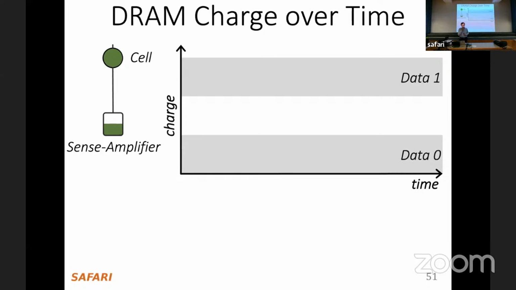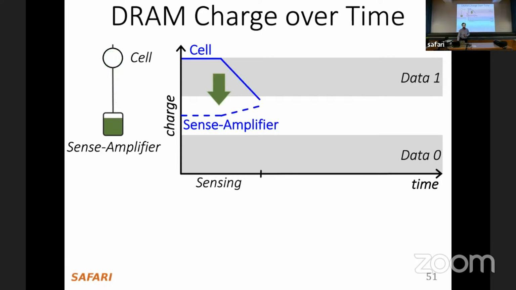So let's take a look at this from a DRAM cell perspective. This is the charge in the DRAM cell. Initially the cell is charged, and the sense amplifier is precharged, which is VDD over 2. That's what this is trying to show, the charge levels of the cell and the sense amplifier. If you look over time, when you send an activate, the cell gets connected to the sense amplifier. It does charge sharing. So the cell loses charge, and the sense amplifier gets a little bit of charge. This is the sensing part.